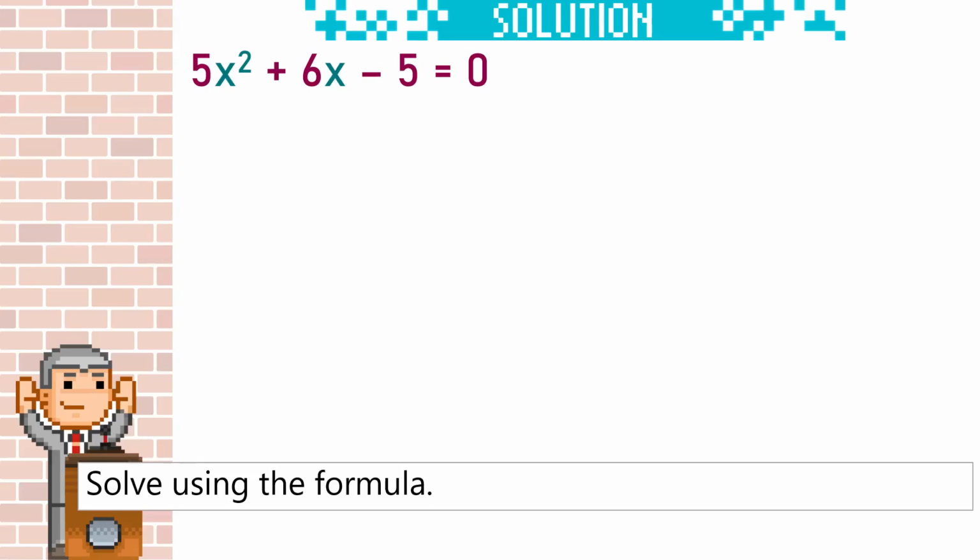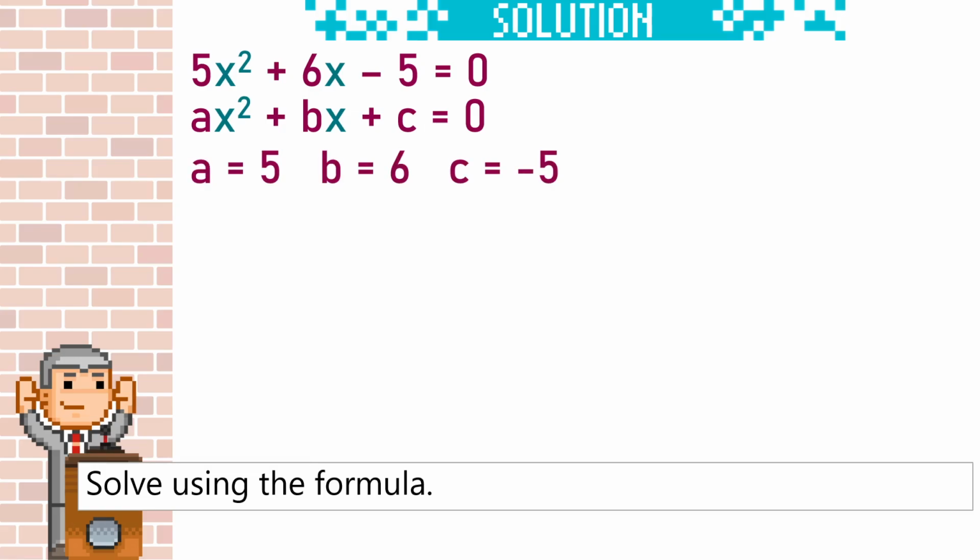A quadratic will normally have 3 terms: the x squared term, the x term, and the number term. The formula uses the coefficients of each of these terms, which is labelled as a, b, and c. For this equation, a will equal 5 because 5 is before the x squared term, b will be 6 because 6 is before the x term, and c will be minus 5 because that's the number term. Make sure you don't forget to include the signs before each coefficient.